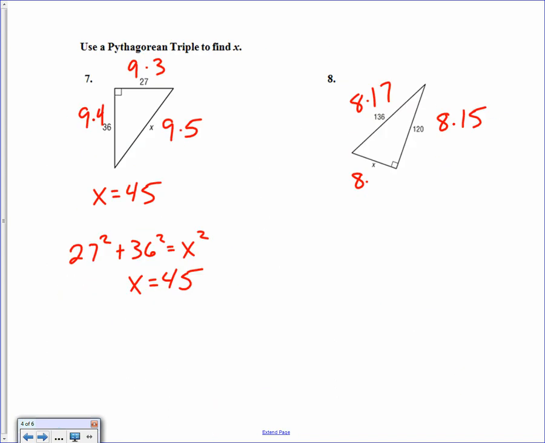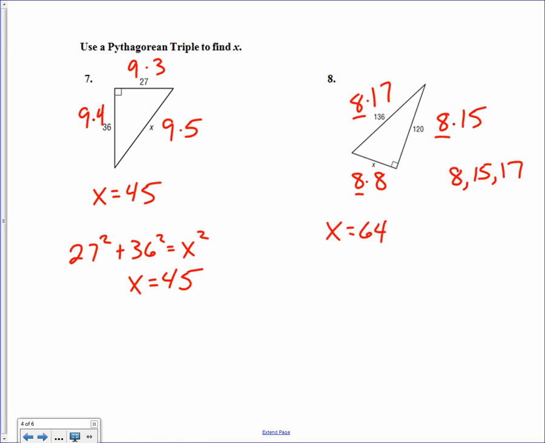So we have 8 times 8. So again, recognize the same multiple on all of these, and then we have a Pythagorean triple of 8, 15, and 17. Which means that x is 64.